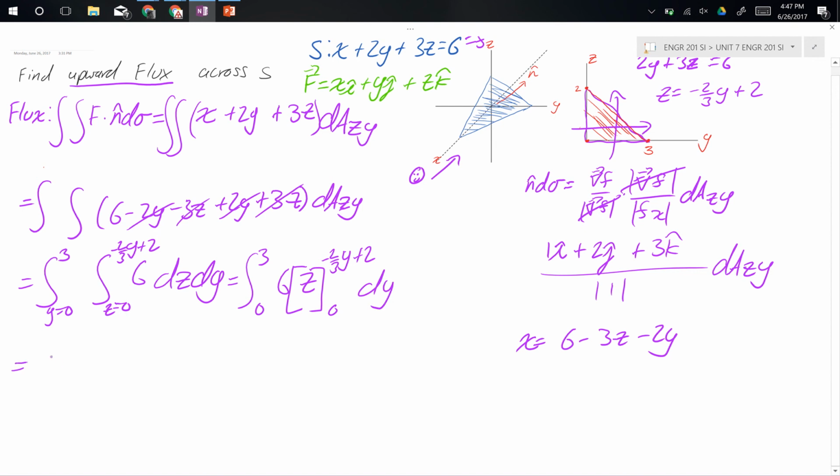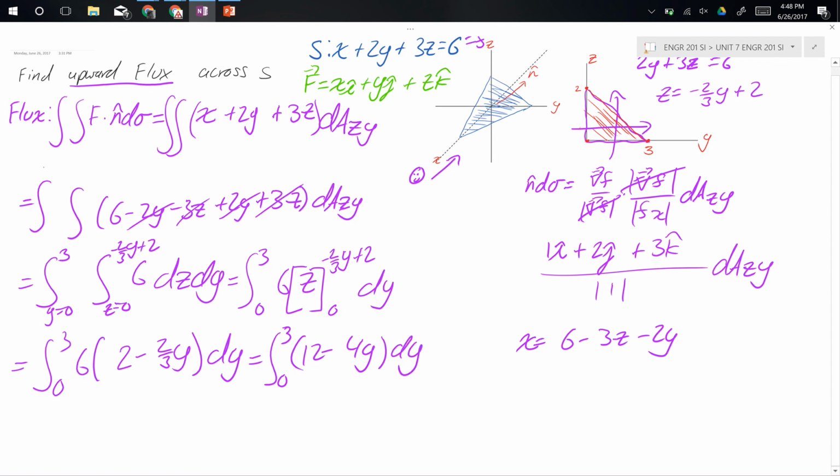This will end up equaling the integral from 0 to 3 of 6 times 2 minus 2/3 y minus 0. I'm not going to include the 0. dy, multiply the 6 throughout. So then I go from 0 to 3 of 12 minus 4y dy.